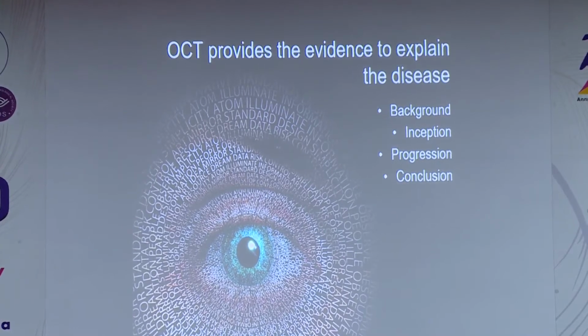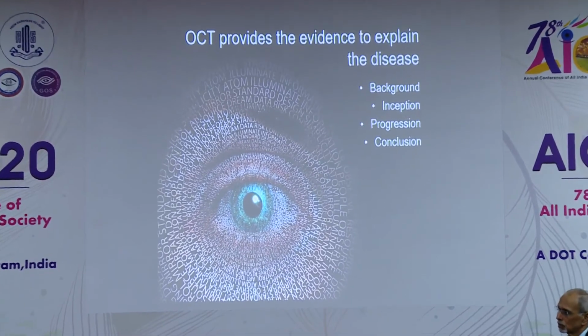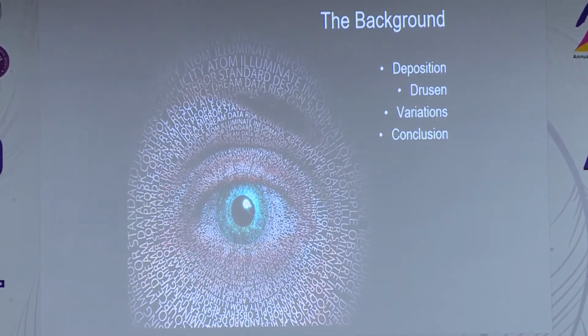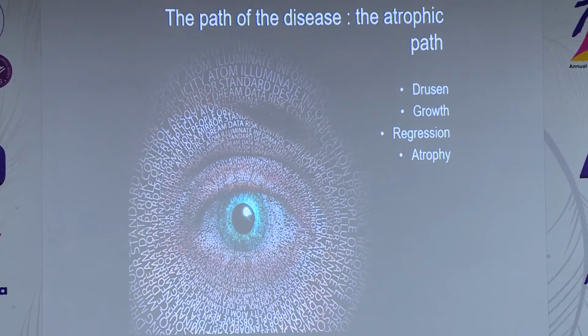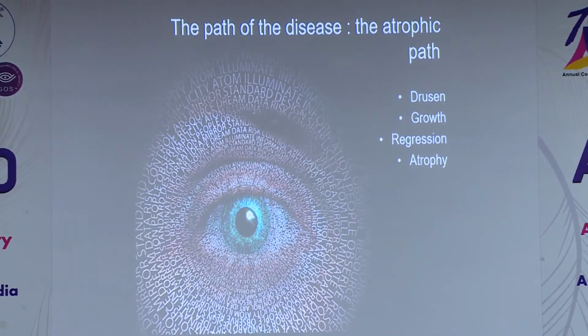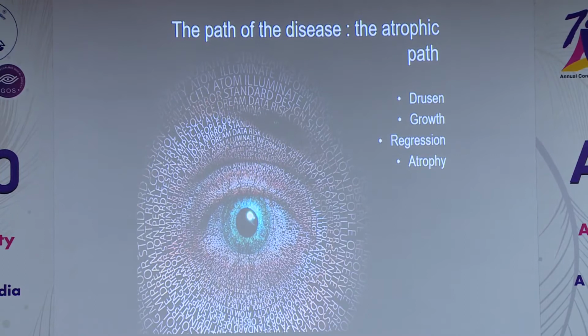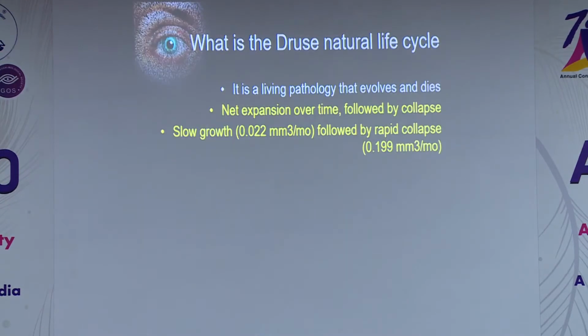So basically, AMD is a disease. Like any disease, it has a background, an inception, an establishment, and a conclusion. So we're just going to talk about some of these things. AMD has two pathways. There is a pathway of atrophy, and there is a pathway of vascularization, which also leads to atrophy. So that's what we are afraid of in this disease.